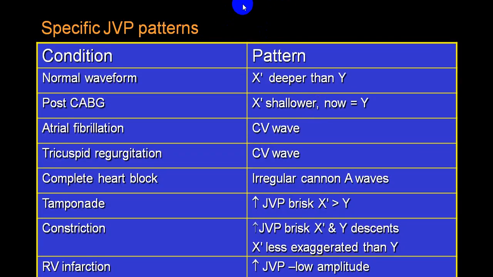We have talked about all these conditions. No one is going to ask regarding this. I'm putting this slide at your leisure time. You can go through what happens in post CABG, atrial fibrillation, tricuspid regurgitation, complete heart block, tamponade, heart constriction, RV infarct. We are not interested.